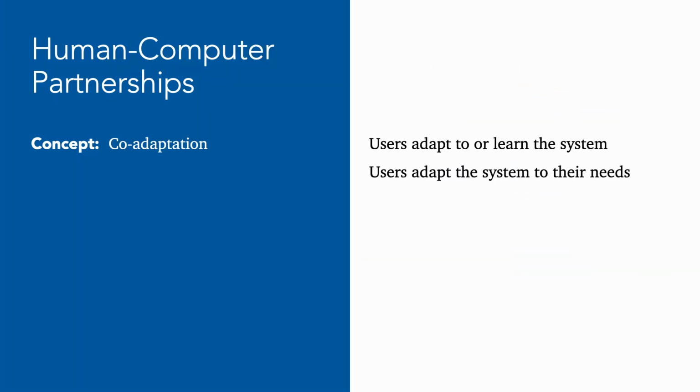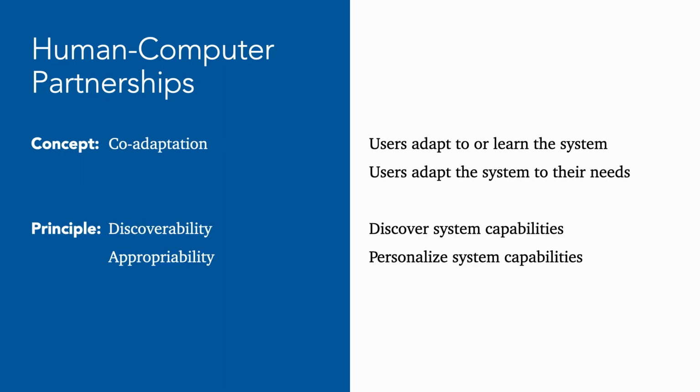The generative theory of human-computer partnerships is built on the concept of co-adaptation, where users must both adapt to an interactive system, as they learn how it works, and adapt it to suit their own needs. Two generative principles, discoverability and appropriability, can be combined so that users discover the capability of the system through progressive feed-forward and feedback in order to redefine and personalize the system commands.